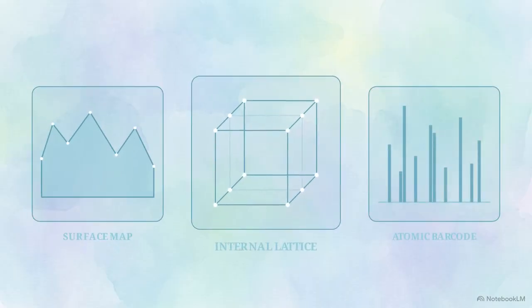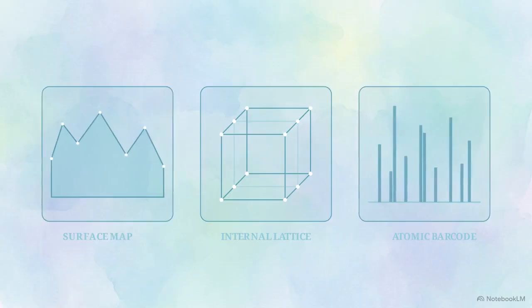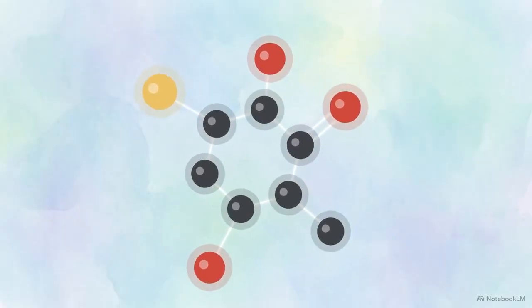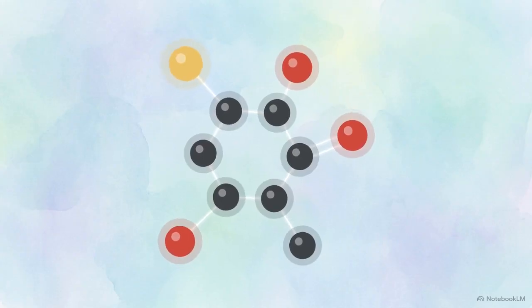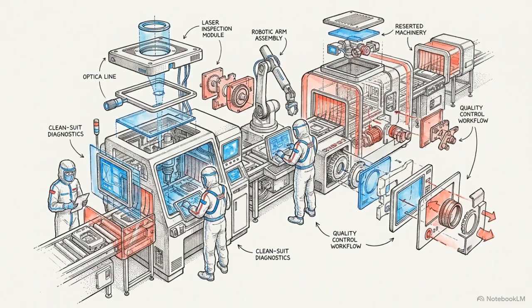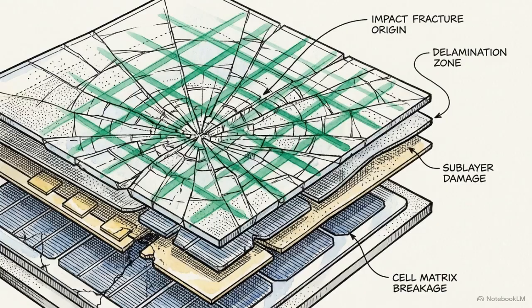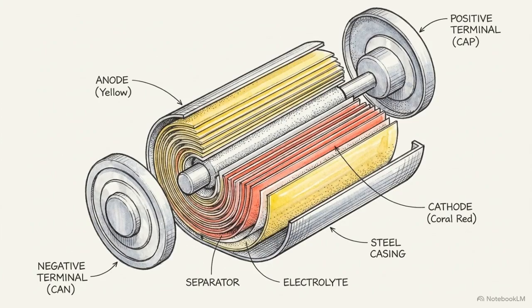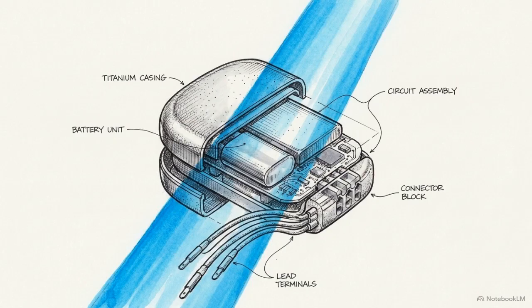When scientists combine these 3 perspectives, the surface map, the internal structure, and the atomic barcode, they gain a complete picture of what a substance is and how it behaves. Outside the lab, these tools are workhorses for major industries. They reverse engineer damaged solar cells, inspect the structural integrity of batteries, and verify medical device safety.